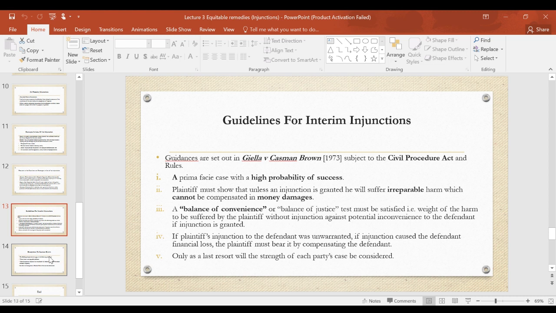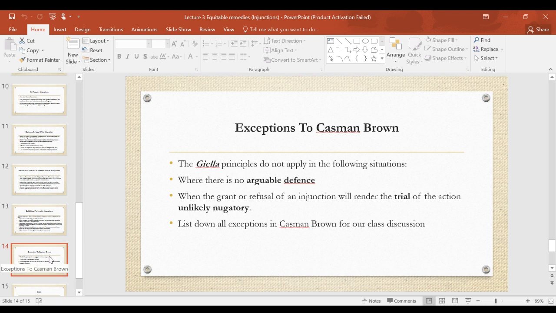So if the defendant has equally a good arguable case and they have evidence to prove the title ownership, for example, on the matter of land, like in that example I've given, then the court may not readily provide the interim injunction relief to the plaintiff. Now, there are exceptions to the Giela versus Castman Brown case. Those exceptions are related to the principles that not all situations can warrant the court to award that interim injunction. So the court will be assessing several things. If the defendant has a good arguable case, then there's a high likelihood that the court may refrain from awarding an interim injunction.